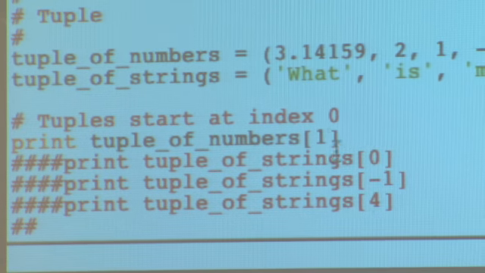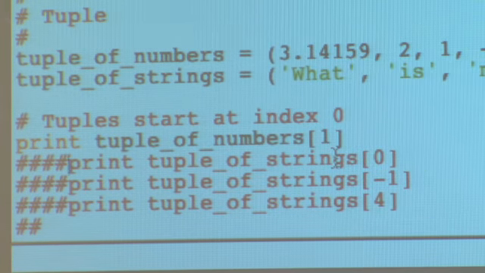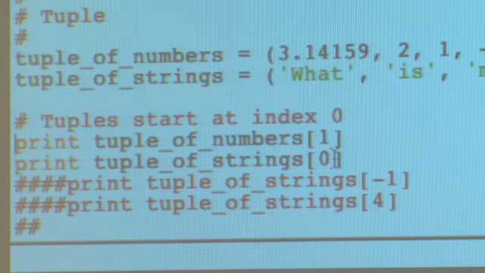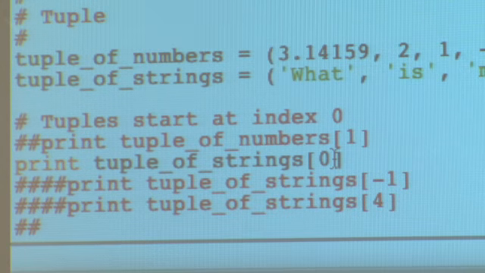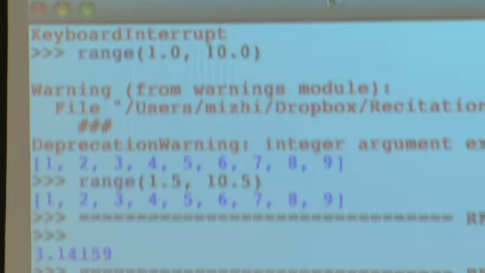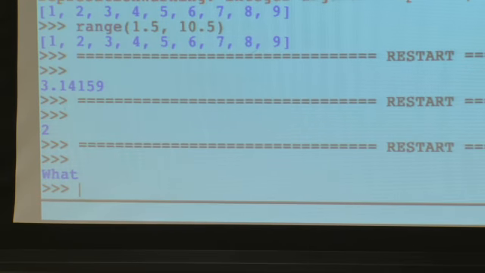Exactly. It doesn't matter what data type is contained in the tuple. If it's a string, it'll just print out whatever's here, right? Which is what?